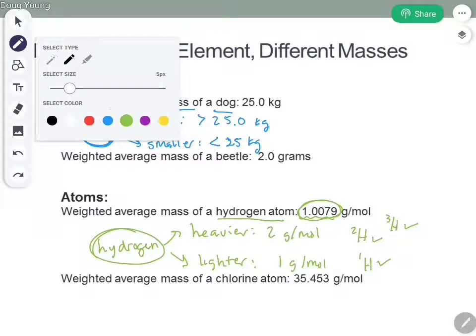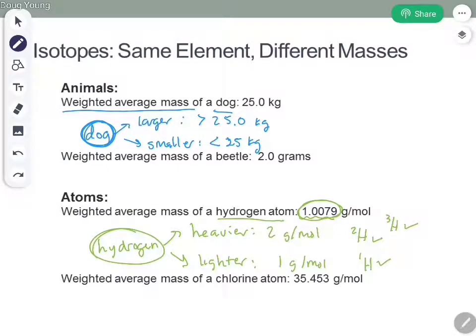Just like when you look at an average mass of a dog, not all dogs weigh 25, right? Some weigh less than 25, some weigh more than 25 kilograms. And you could extend this out, right? You could look at beetles, right? Same thing. So if you have a beetle, some are heavier, some are lighter. And they just come in different sizes, right?